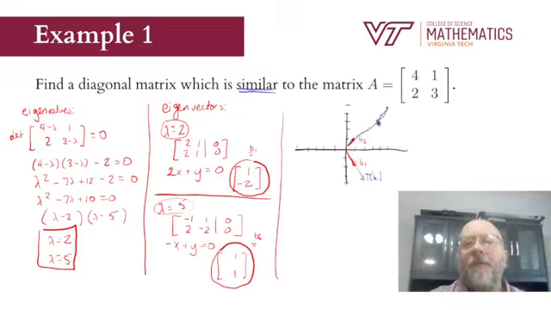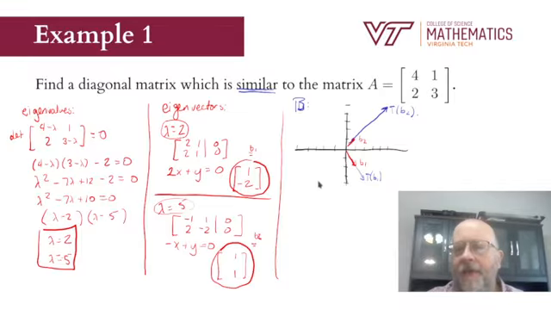I didn't draw that very well. Try this again. There we go. All right. And so this is what's happening in the alternate basis B.